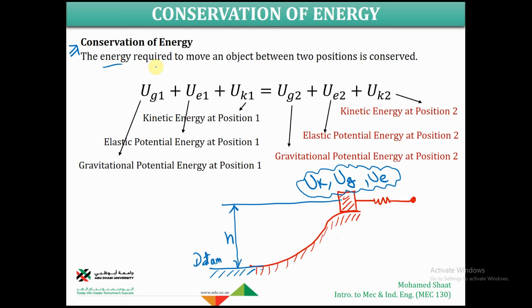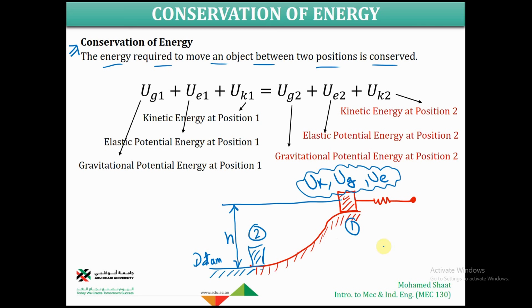The energy required to move an object between two different positions is conserved. For example, for some reason, if we would like to move it from this point up to this point, this is going to be location 1 and location 2, or position 1, position 2. So we are interested in moving this object between these two different positions, so we have to give it energy. This energy will be conserved and it will be converted into another form at the second position.